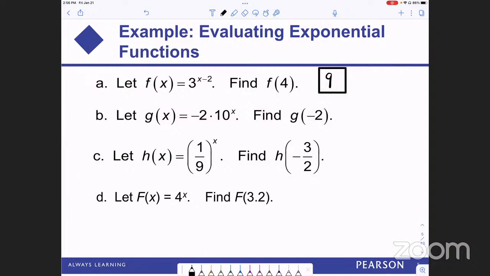And then when x is negative 2, let's write this one out. Then g of negative 2 is going to be equal to negative 2 times 10 to the power of negative 2. So that's the same as 1 over 10 squared, so that's like 1 over 100. So that's going to be negative 2 over 100, which reduces down to negative 1 over 50.